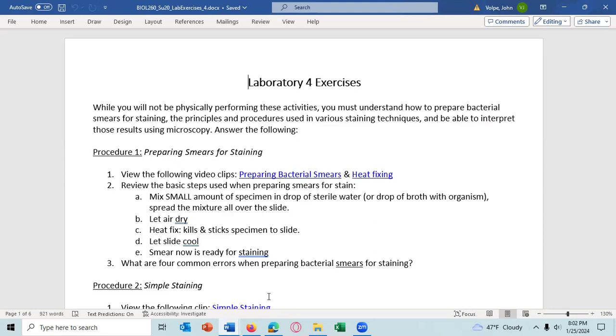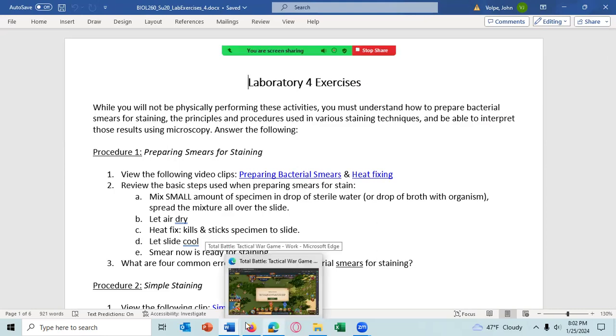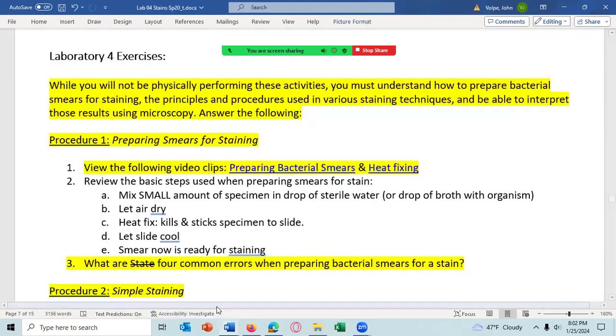What is the point? What was I talking about? The point is only turn in the lab worksheet. Do not turn in the lab module.